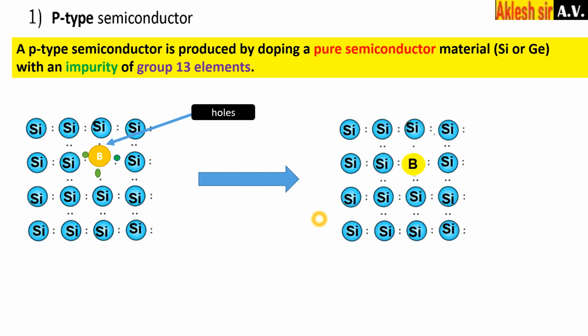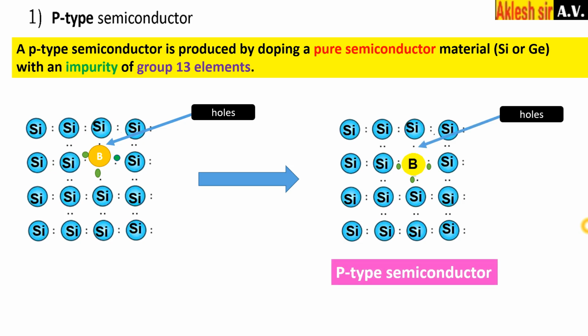Now you can make the same diagram in simplified form here also. Boron, you can see 1, 2, 3, 4, 5, 6, 7, and since the boron is deficient of 1 electron, it is not sharing its own 1 electron with the silicon. So that part remains vacant. 1, 2, 3: 3 are shared with silicon and 1 remains empty. That empty part is known as a hole, and such a type of semiconductor is known as a p-type semiconductor.